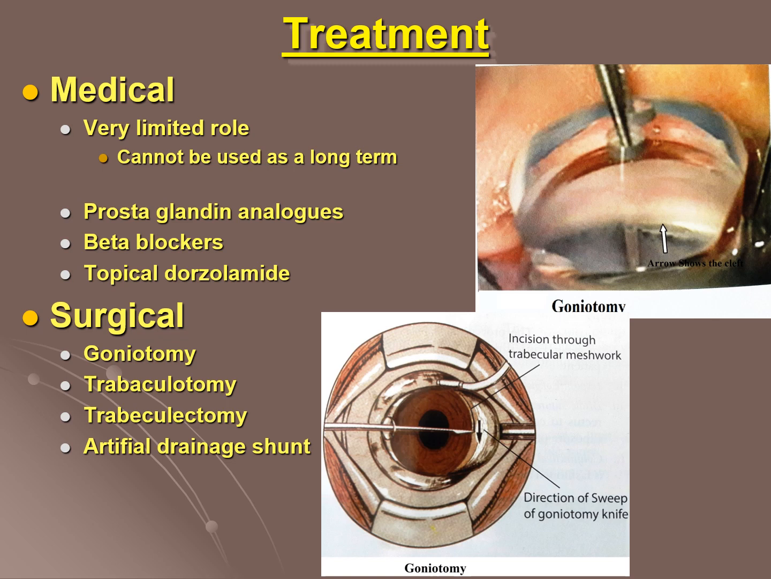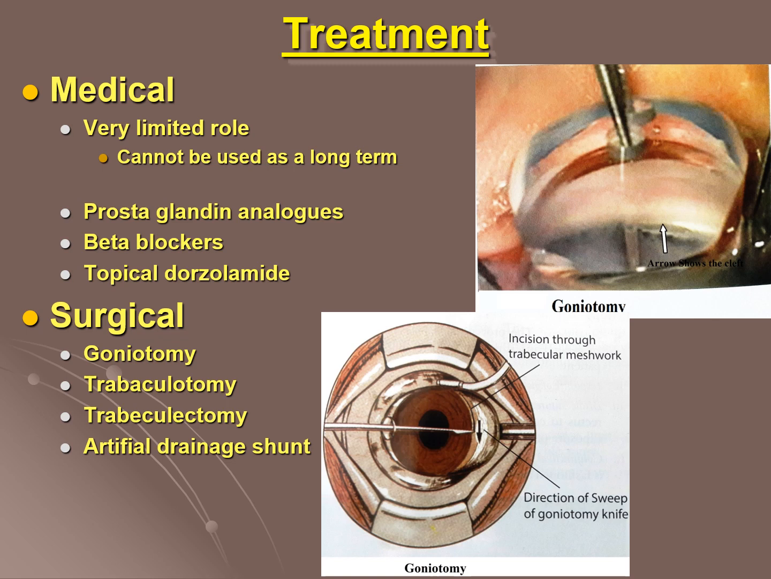What is the treatment of congenital glaucoma? The role of medicine is very, very limited. They cannot be used long term. But until we intervene surgically, we can use medical treatment using prostaglandin analogs, beta blockers, and topical dorzolamide in combination. But surgery is the answer. Different types: goniotomy, trabeculotomy, trabeculectomy, and ultimately the artificial drainage shunts.